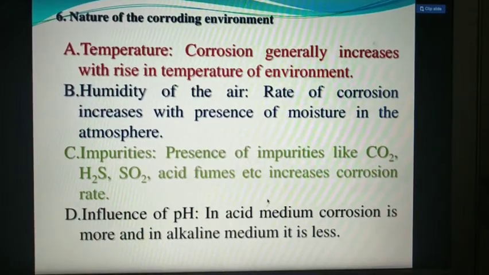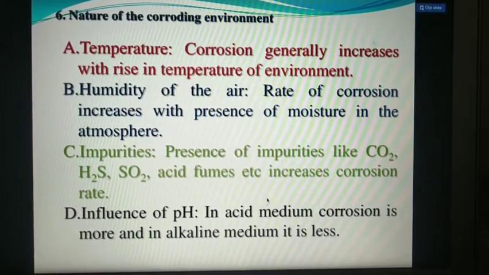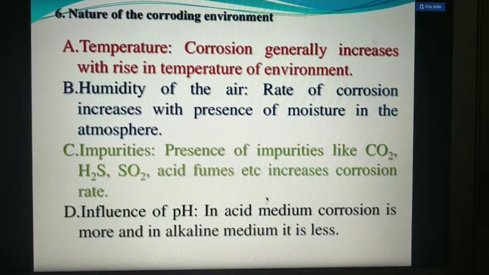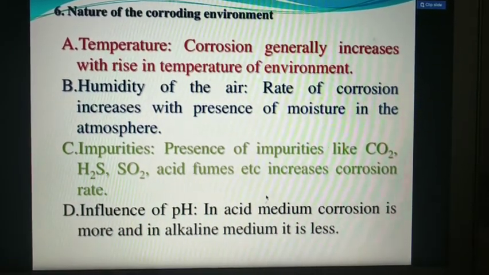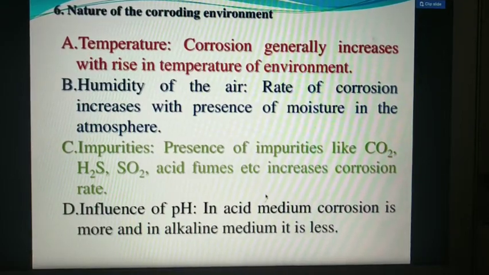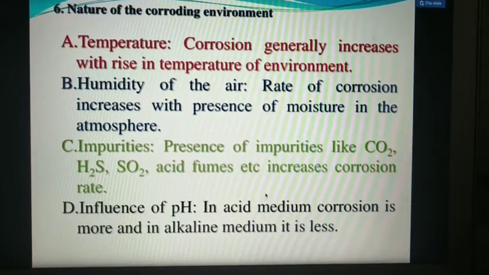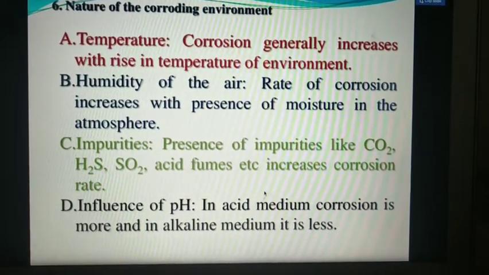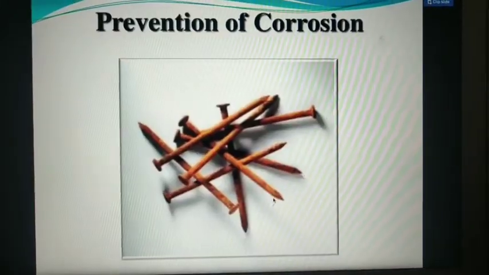And you can see the other things which are responsible for corrosion. Just now we have discussed also humidity. And what is humidity? Humidity means the presence of moisture in the atmosphere. Just now we have studied this one. And impurities. We have studied that carbon dioxide, oxides of sulfur and oxides of nitrogen are responsible for corrosion. The fourth point you leave, influence of pH.